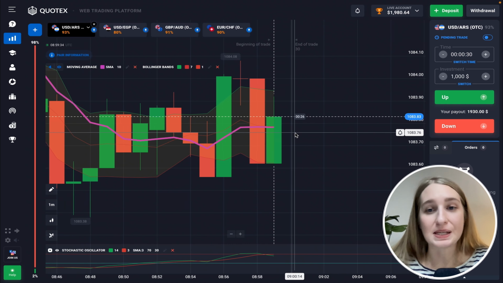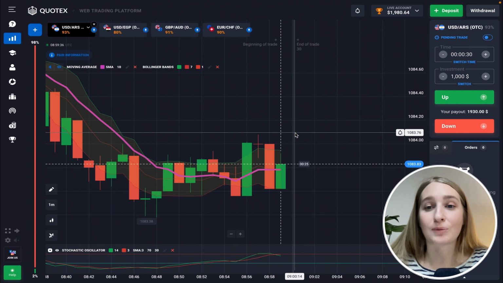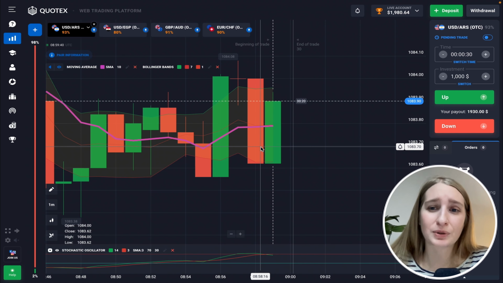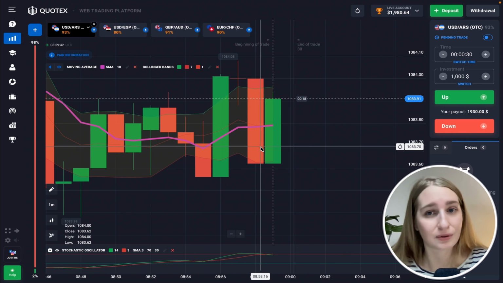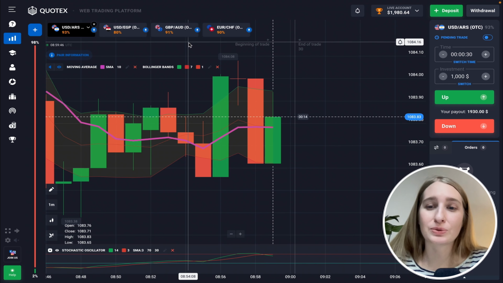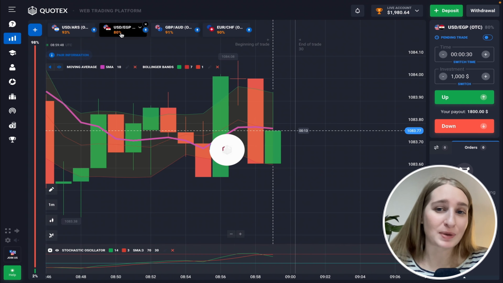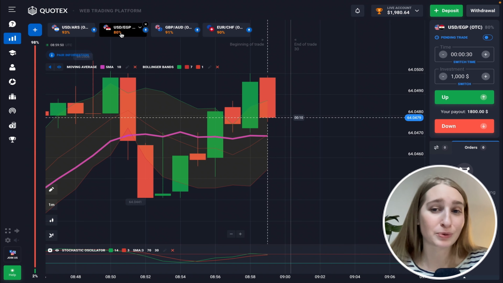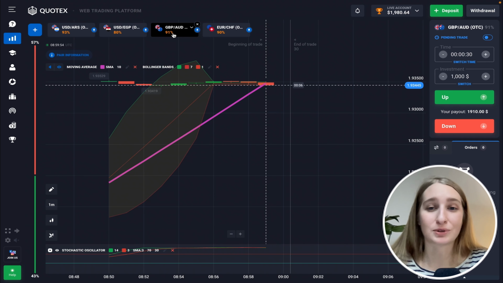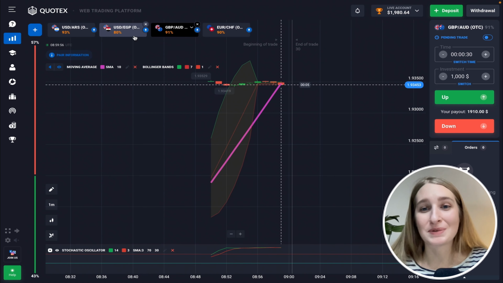So let me see. I'm not really sure whether I need to trade right over here because the situation is not clear enough. So let's go to the second currency pair and to the third one again. I need to give it some time also. So let me see.